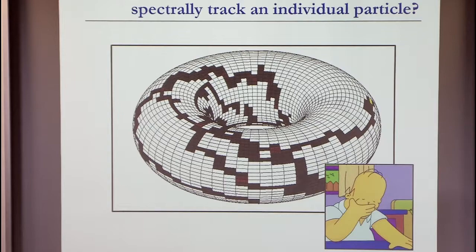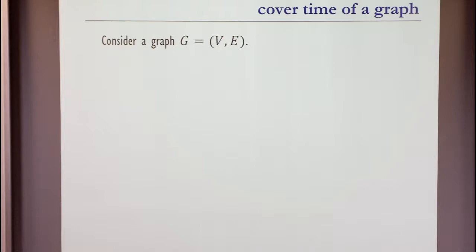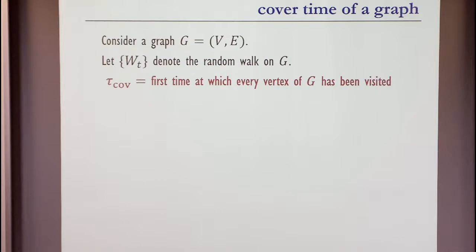So we have a graph G, W is the random walk on G, and this random time tau_cov is the first time at which, once you start the random walk, it has visited every vertex of G. This is a random time. So we're really keeping track of one particle, waiting until it has seen every single vertex. And then we stop, that's tau_cov. And then the cover time is just the expected value of tau_cov.